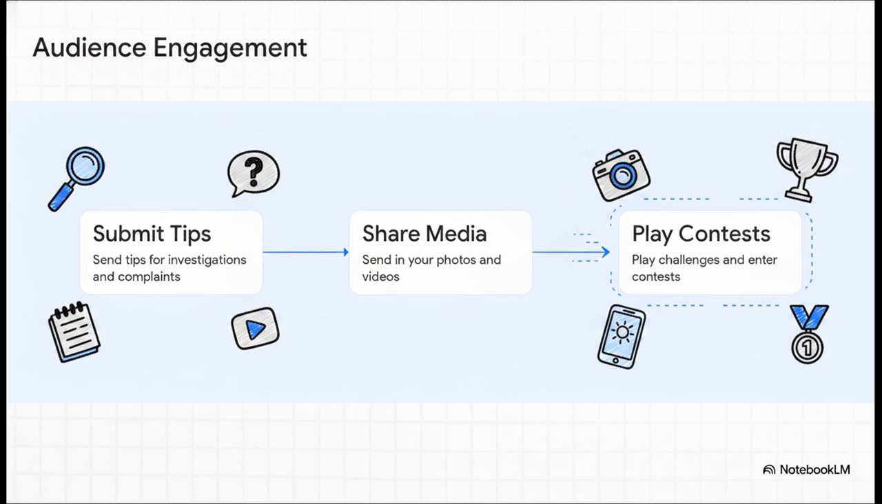Let's map out how this active, participatory layer builds a real relationship with the viewer. These aren't just links, they are direct calls to action. Step 1. Submit tips for investigations or consumer complaints. The station is literally crowdsourcing its journalism, using the community as its eyes and ears.